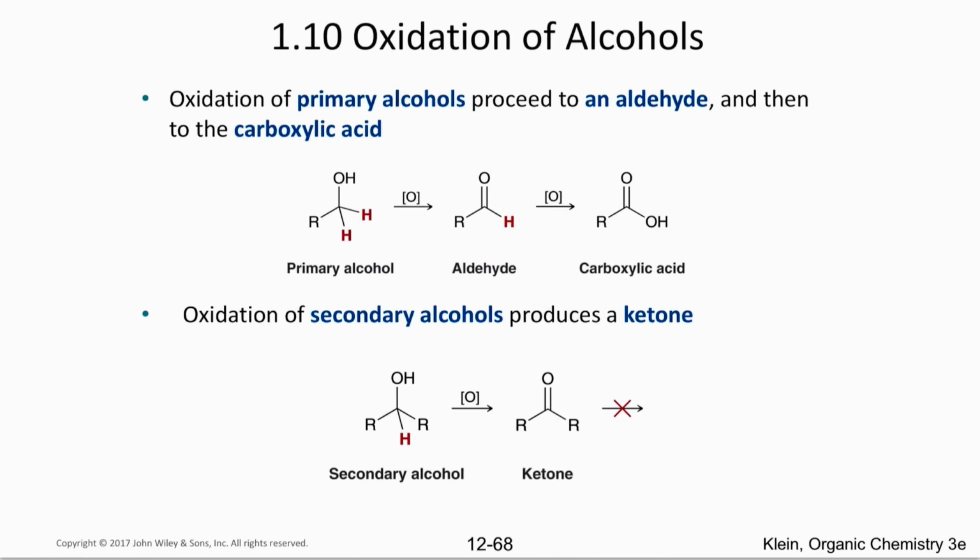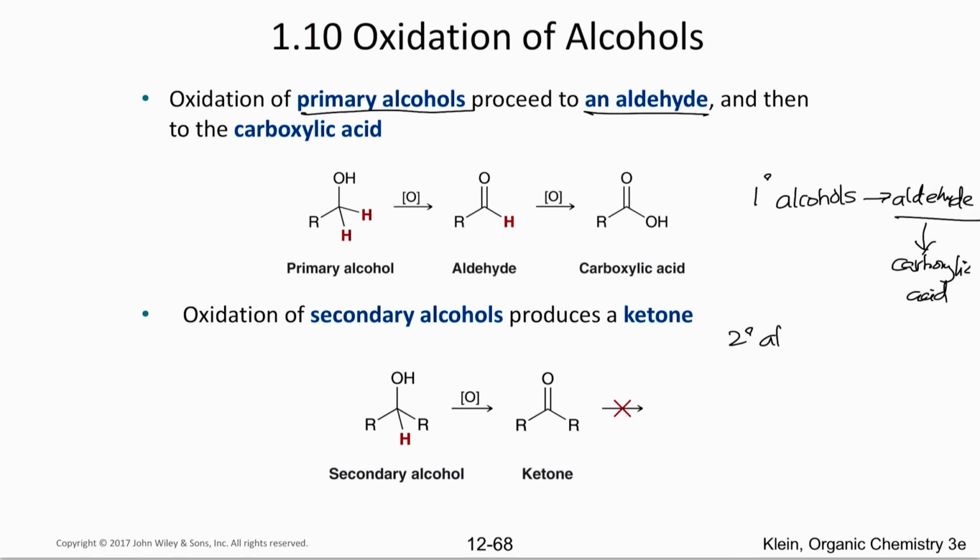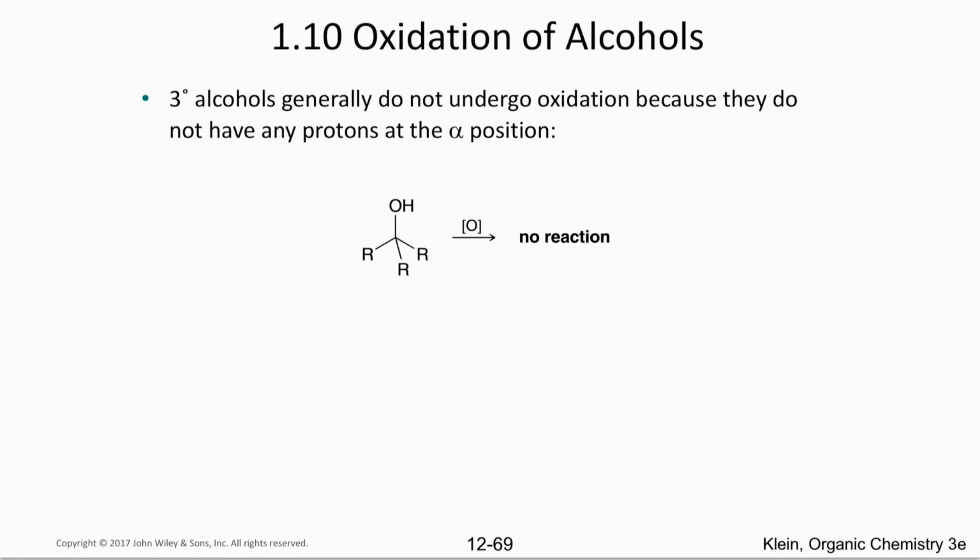Now, when you oxidize primary alcohols, you get an aldehyde. So remember this, primary alcohols give an aldehyde. But aldehydes are not stable, so they convert into carboxylic acid. Secondary alcohols convert into ketones. That's it. They cannot convert into further compounds, so that's the final compound they get. But with tertiary alcohols, there is no reaction, because tertiary alcohols do not undergo oxidation.